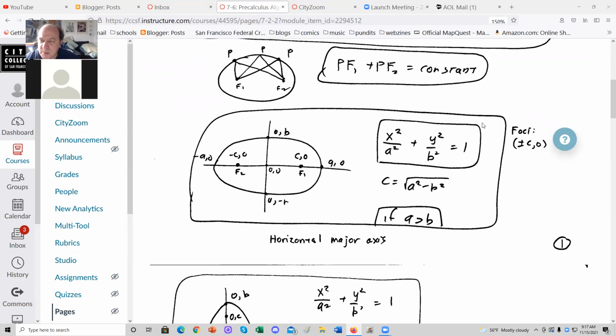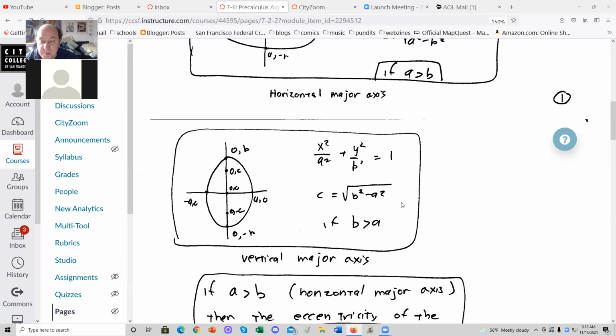Okay, the equation will be of this form: x squared over a squared plus y squared over b squared equals 1. In this case, a is bigger than b, so we have what's called a horizontal major axis. It has vertices at plus or minus a, 0 and 0, plus or minus b. And the foci are at plus or minus c, 0, where c is the square root of a squared minus b squared. This is if a is bigger than b.